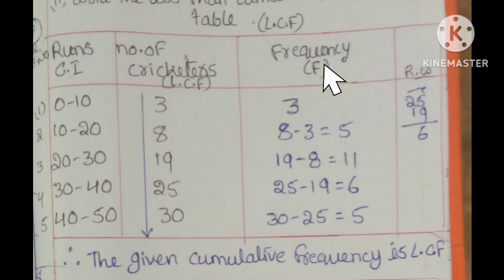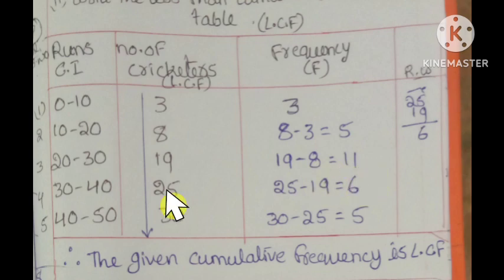So how to calculate the frequency? The first frequency is 3, as it is, write it. For the second frequency, less than cumulative frequency means adding up the frequencies downwards from the first class to the specified class. So downwards, 8 minus 3 equals 5. Next, 19 minus 8 equals 11.